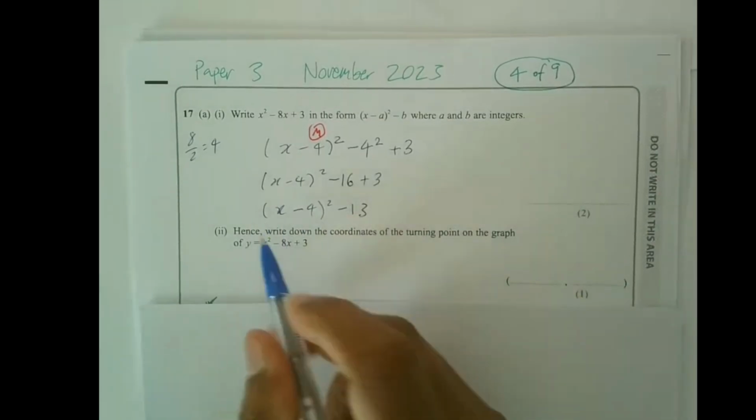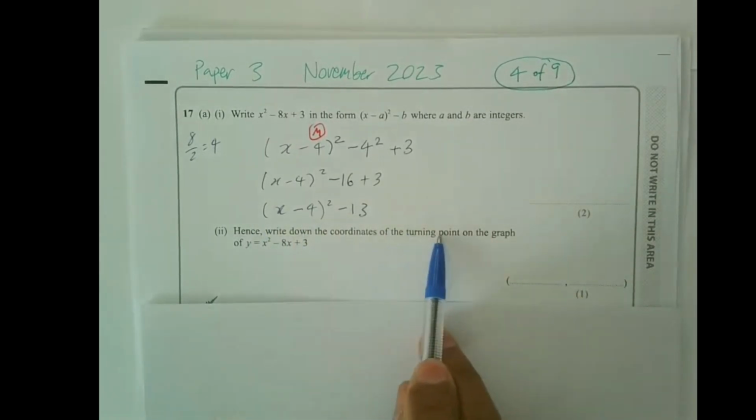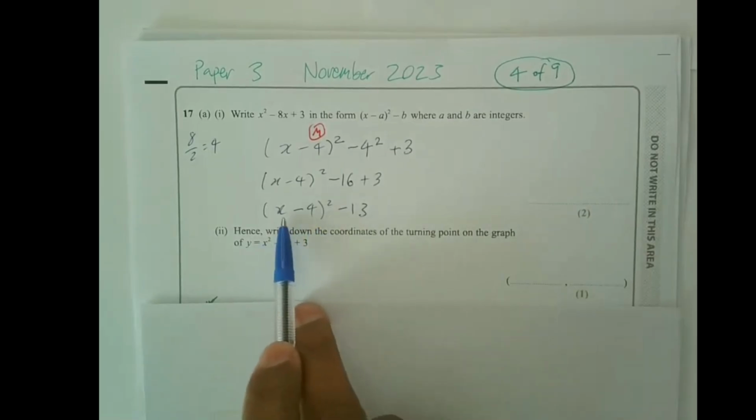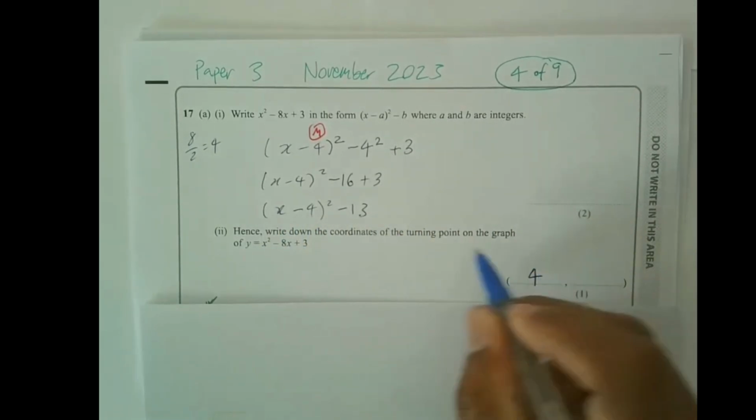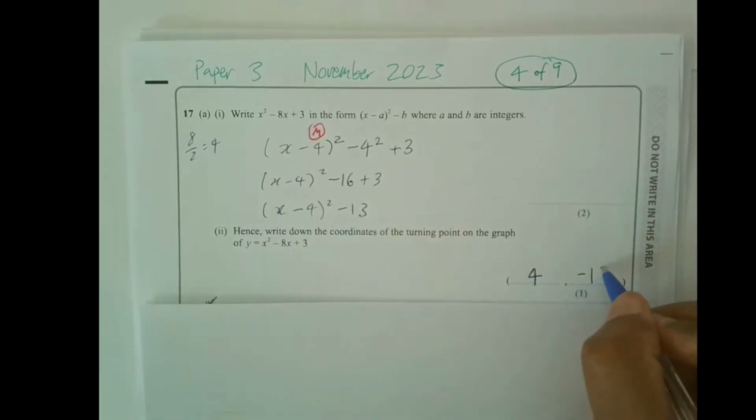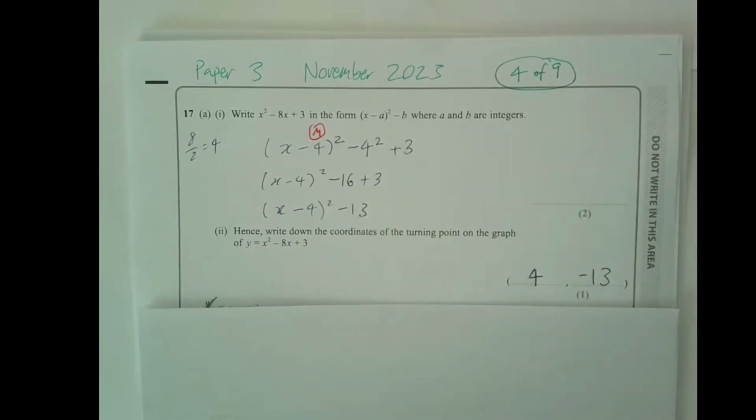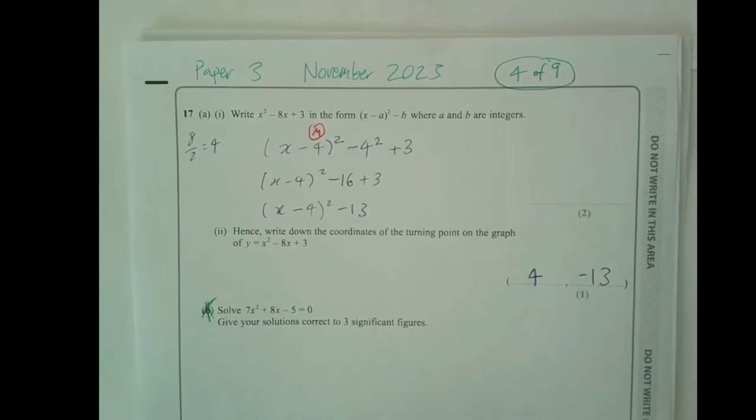And now, hence, write the coordinates of the turning point on the graph. So using this, we've got x take away 4. So the opposite of that will be plus 4. That stays the same, minus 13. Nice and straightforward question there. And we're not doing part C and the other part. So I hope you got that correct.